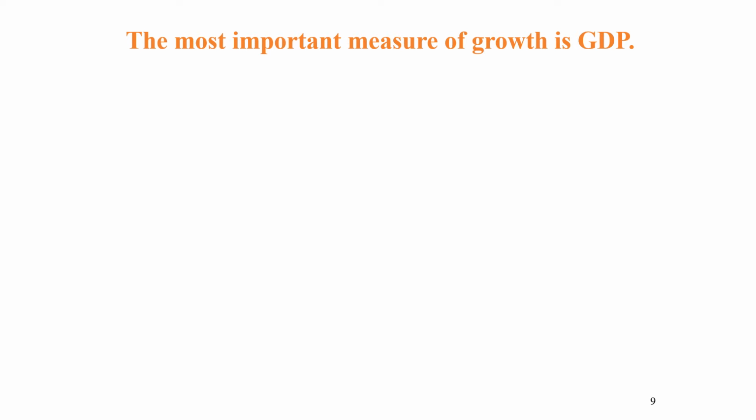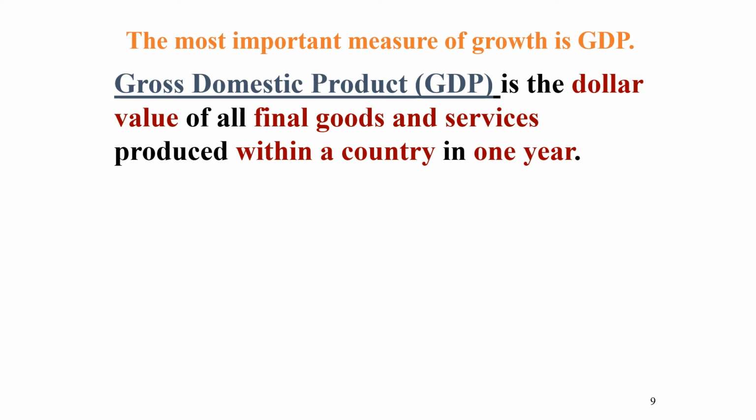So the most important measure of economic growth is gross domestic product. Okay, this is a super important vocabulary and definition, so know this. GDP, or gross domestic product, is the dollar value of all final goods and services produced within a country in 1 year. Okay, you've got to remember that when we're talking about GDP.